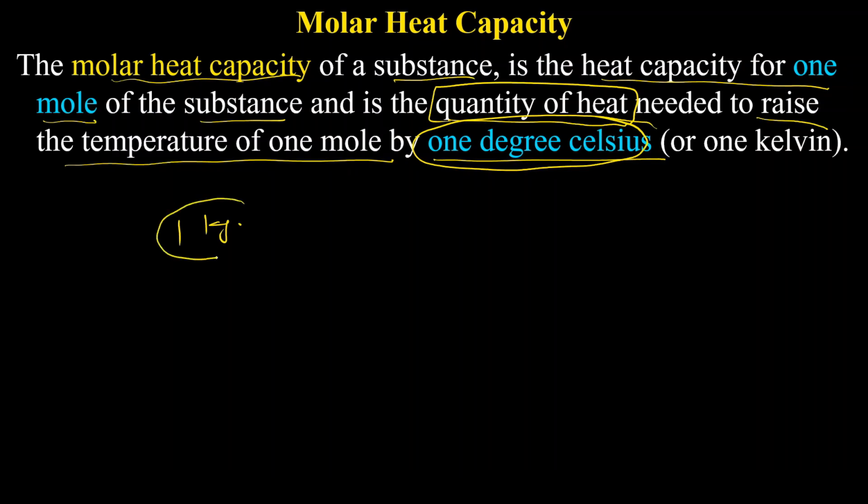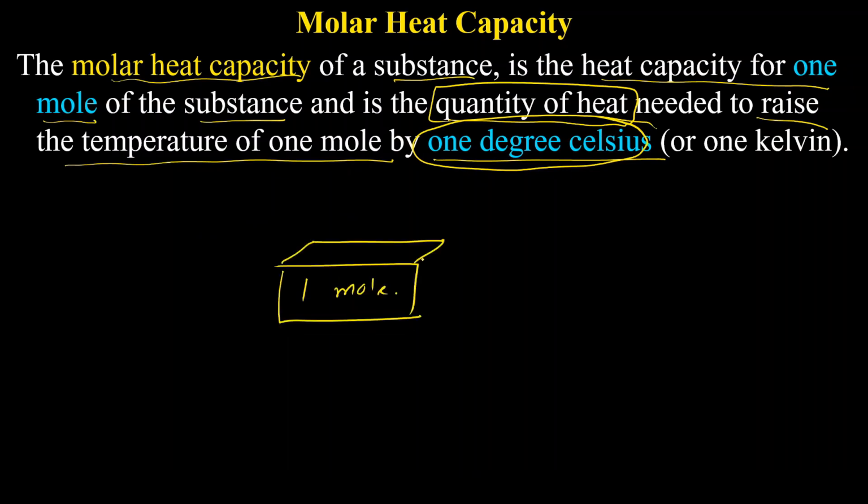So if I talk about heat capacity, then the heat required to raise the temperature of 1 kg, or the heat required to raise the temperature by 1 degree of 5 kg, that will be heat capacity. Here in molar heat capacity, we always have 1 mole of a substance. And of this substance, we need to raise the temperature by 1 degree. The heat required is known as molar heat capacity.